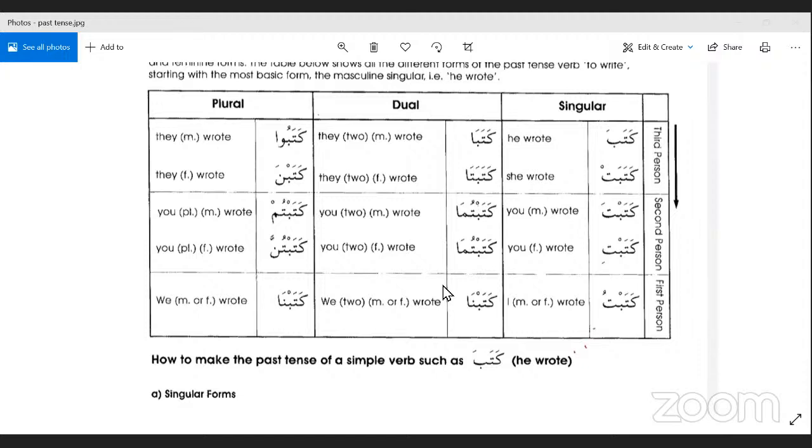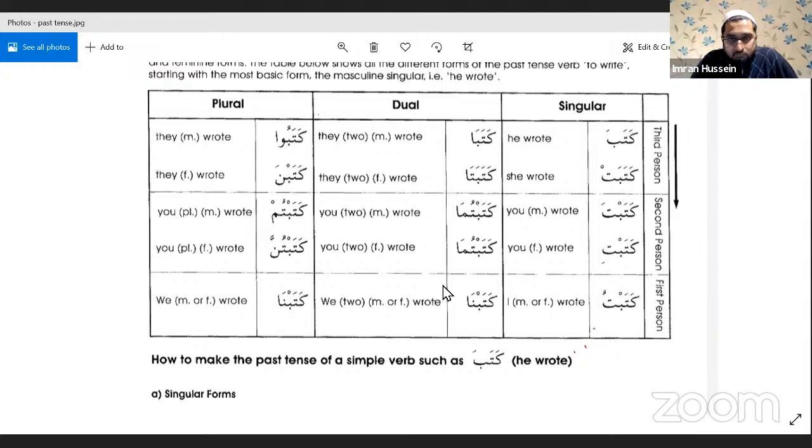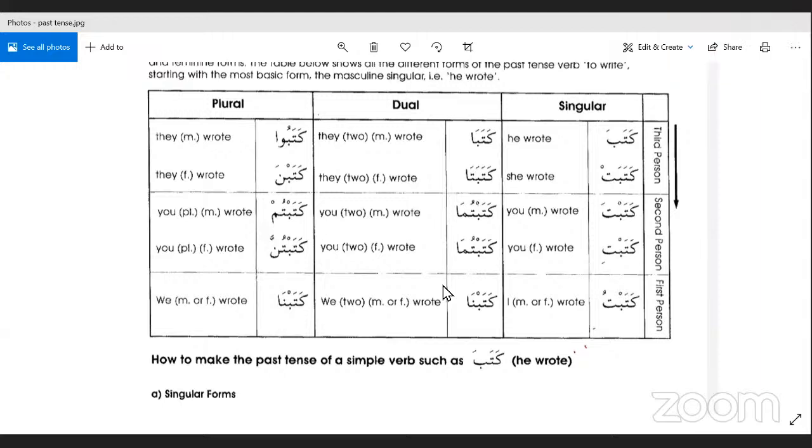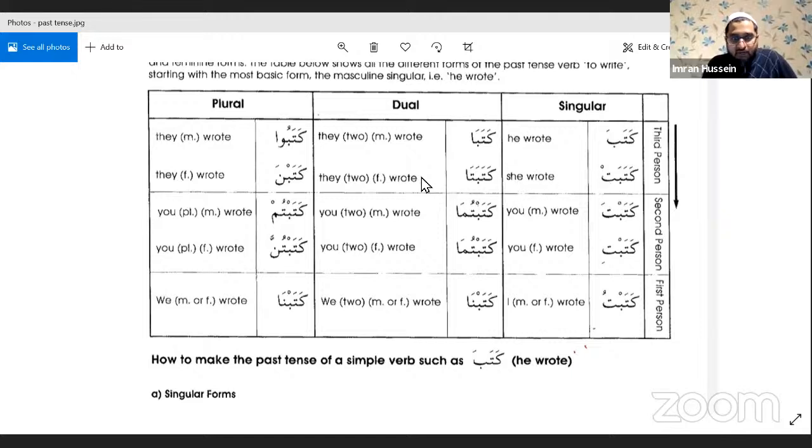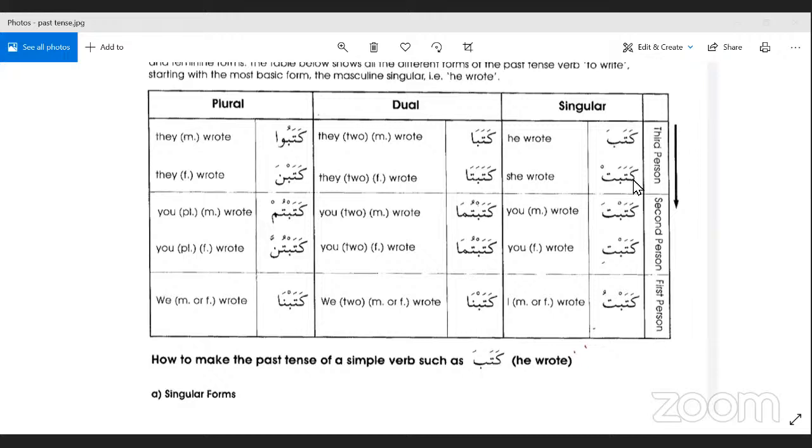Bismillahir Rahmanir Rahim. Jalasa is he sat. Jalasa is they, two males sat. Jalasu, they male sat. Jalasata, so it's got sukoon there, jalasata is correct. They both female. Jalasat, she sat. Jalasata is they, two females sat. Jalasna, they female sat.